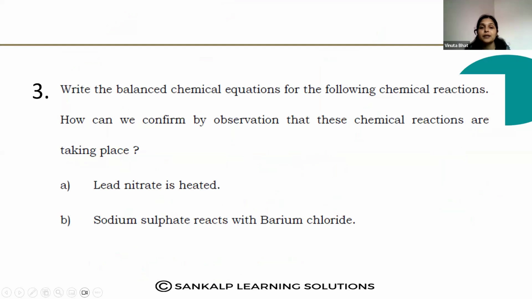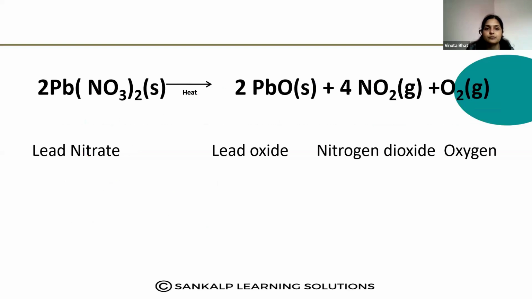Write the balanced chemical equation for the following chemical reactions. How can we confirm the observation that these chemical reactions are taking place? Option A, lead nitrate is heated, and B, sodium sulfate reacts with the barium chloride. Okay, so that is the reaction here.